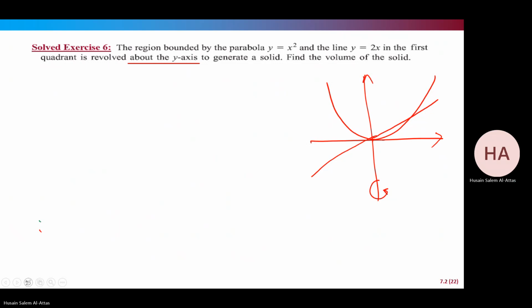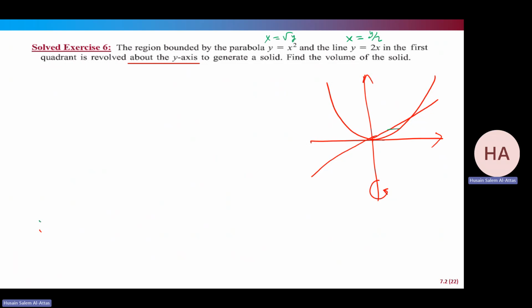So I want the line to be perpendicular to that. So it will be like this. So it means what? I need to deal with y and write everything in terms of y. So here I have x equal square root of y. Since I have the positive, I need the negative one. Here I have x equal y over 2. Okay, so I wrote everything in terms of y.